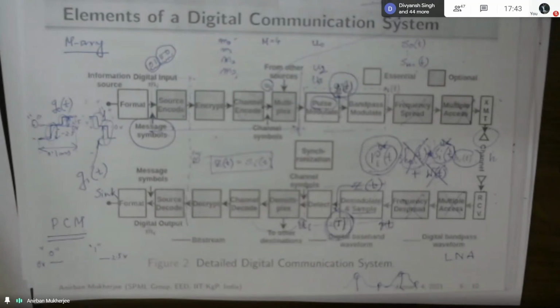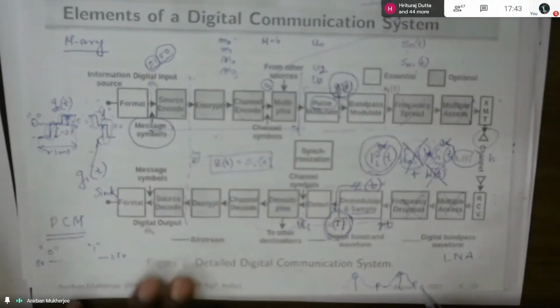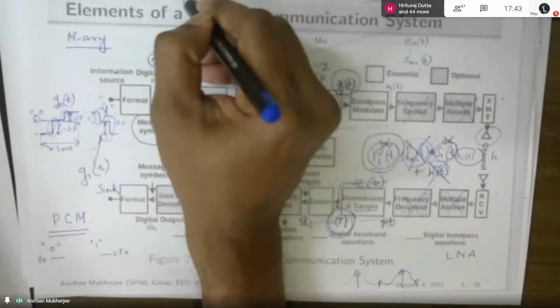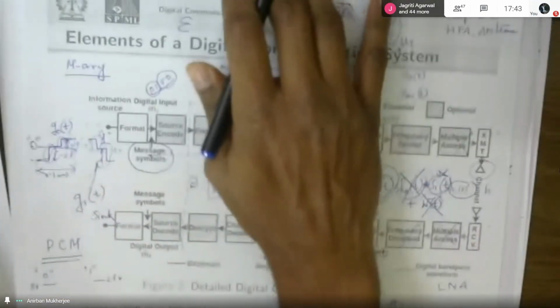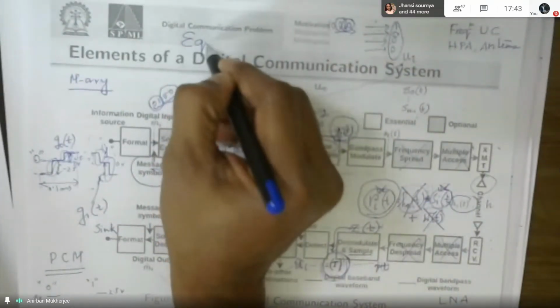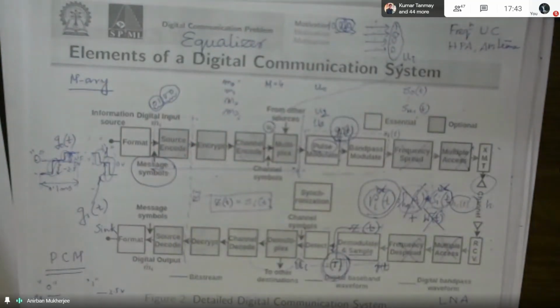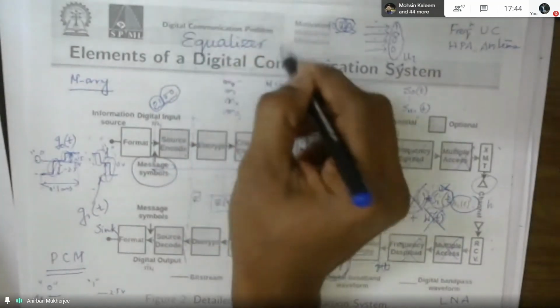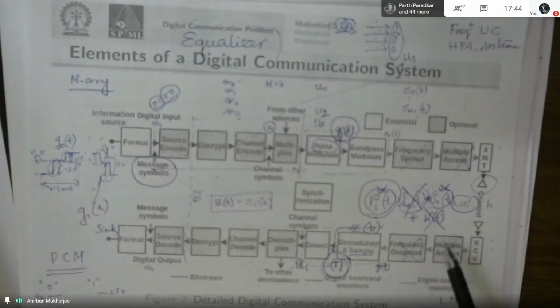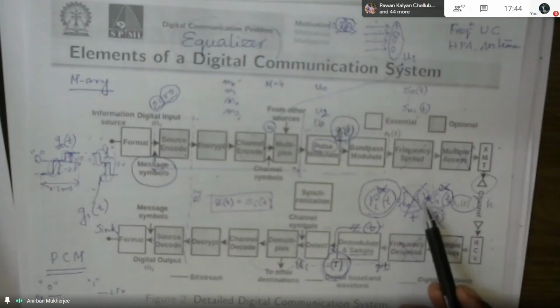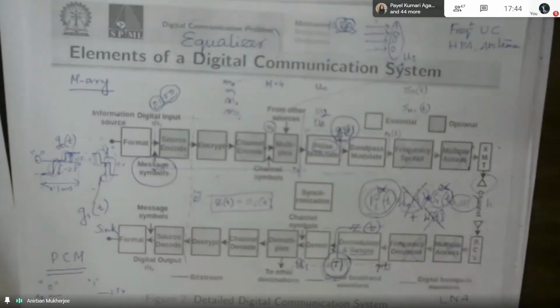This filter, which removes the degradation caused by the channel, is called an equalizer. Please note, channel equalizer or equalizing filter. This is quite an important term actually. Equalizer, equalization operation. Why the name equalizer? My ideal condition is that the ideal channel impulse response should be delta T, and noise is not there, zero variance kind of thing. Okay. So why the name equalizer?